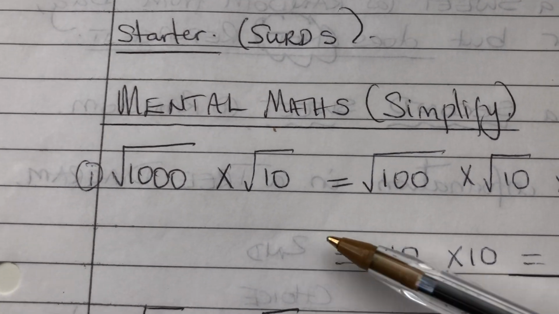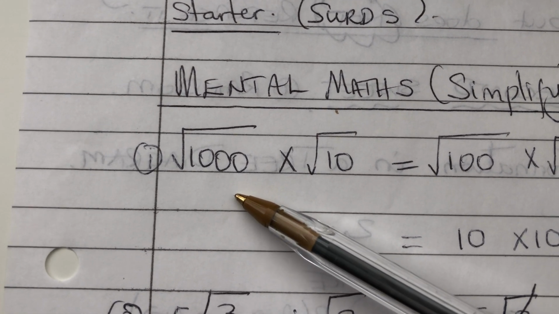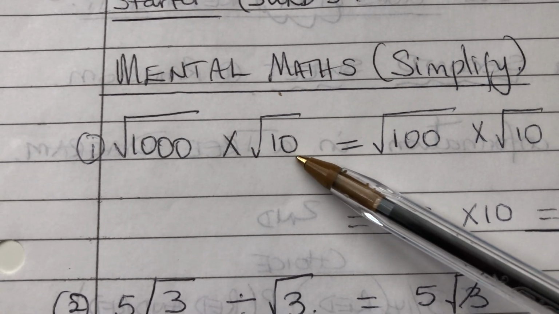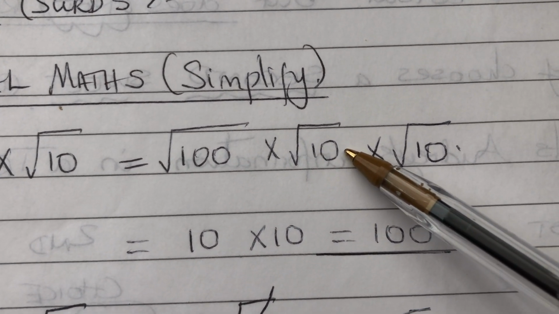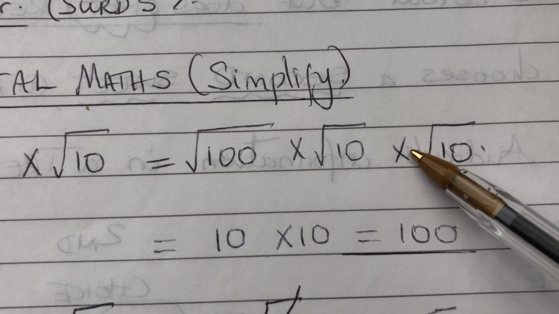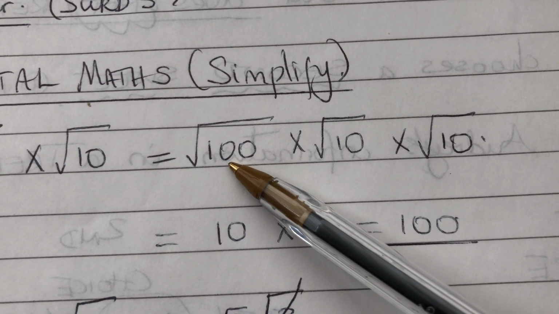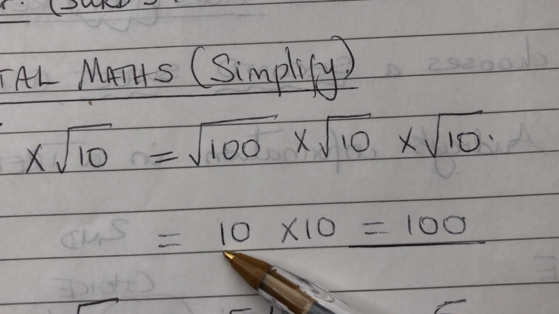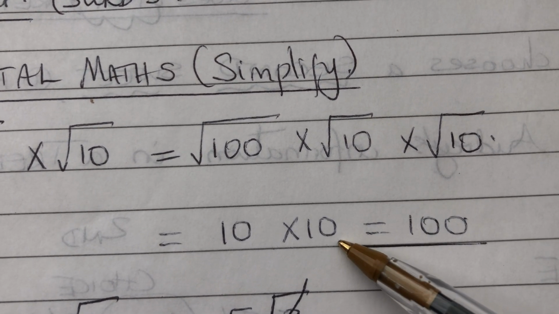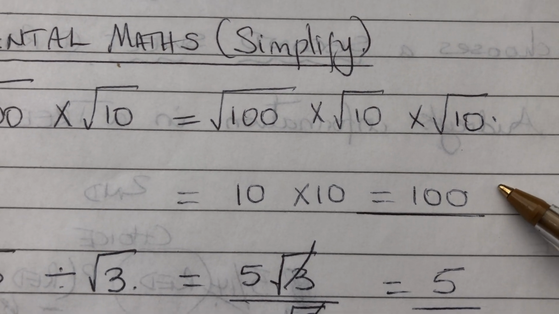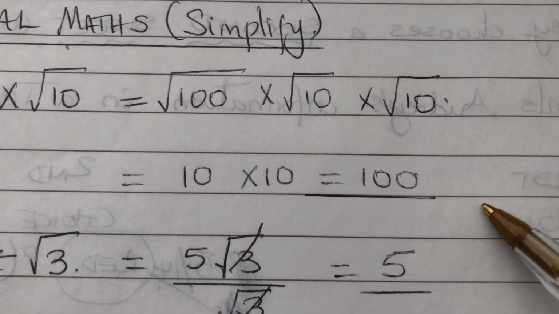Now let's look at sets. Today, the square root of 1,000 times 10. Now 1,000 can be written as 100 times 10, and then we have another 10. Root 100 is 10. Root 10 times root 10 is another 10. So it's 1,000. So the square root of 1,000 times 10 is 100.